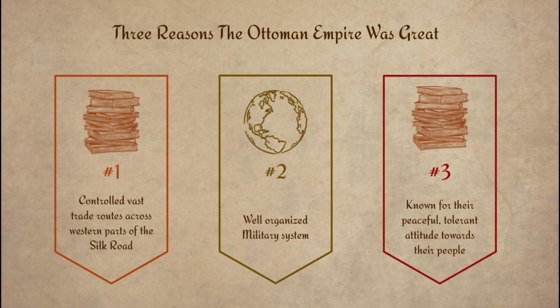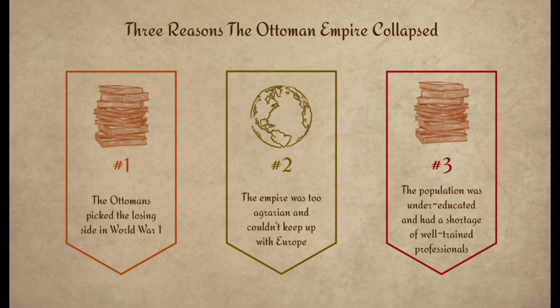The final reason the Ottoman Empire was great was that they prided themselves on their peace and tolerance for people of any religion or ethnicity. The people felt protected under the rule of the Sultan, allowing them to become a largely populated world power.